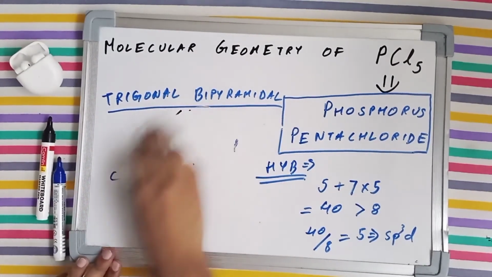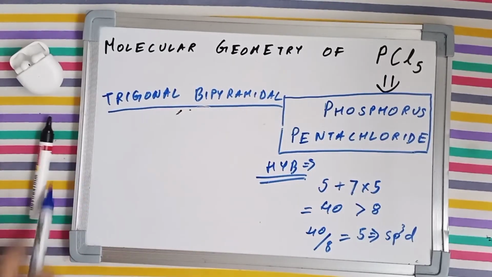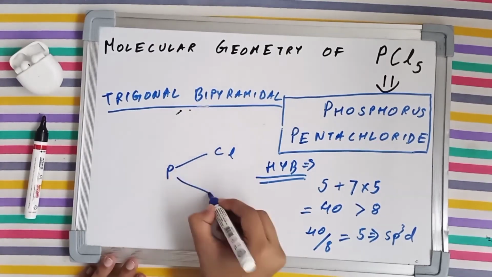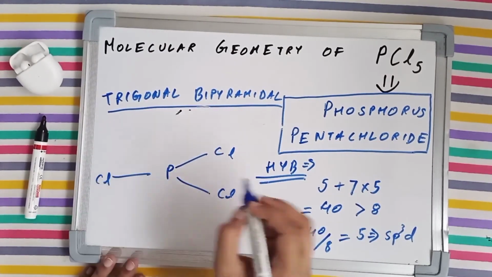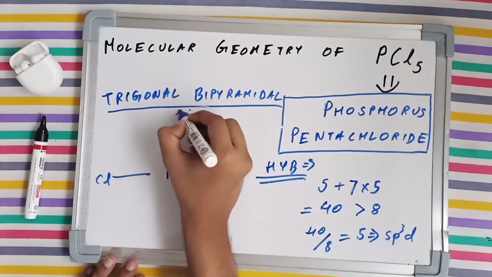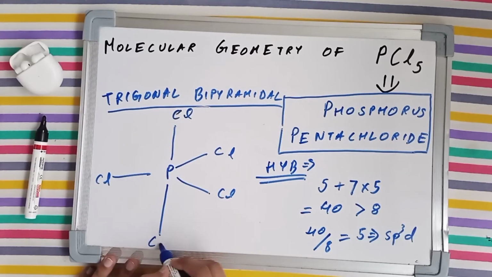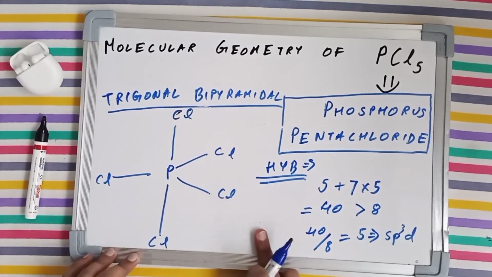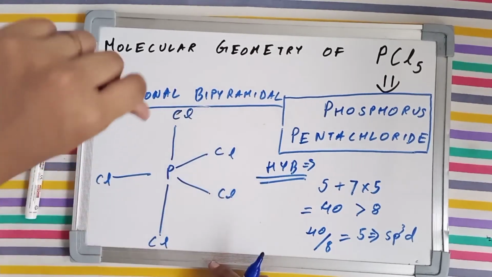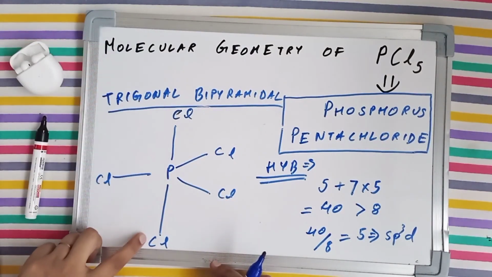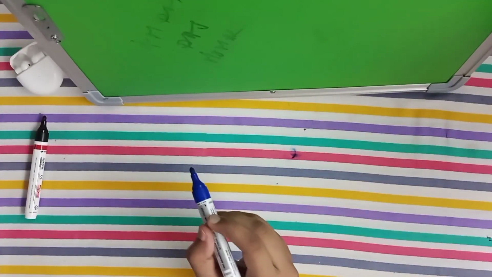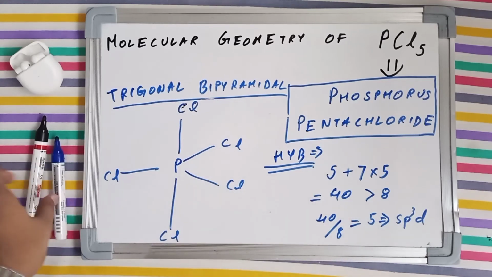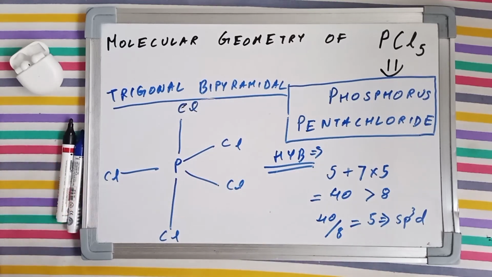You can even draw it in a simpler format, simply like this. P, Cl, Cl, Cl, and Cl, and a Cl. This chlorine and this chlorine are on the board. This chlorine is on top of the phosphorus. This chlorine is here. So that's it. This was the structure of PCl5. I hope you guys understood it nicely. I'll see you guys in the next video.